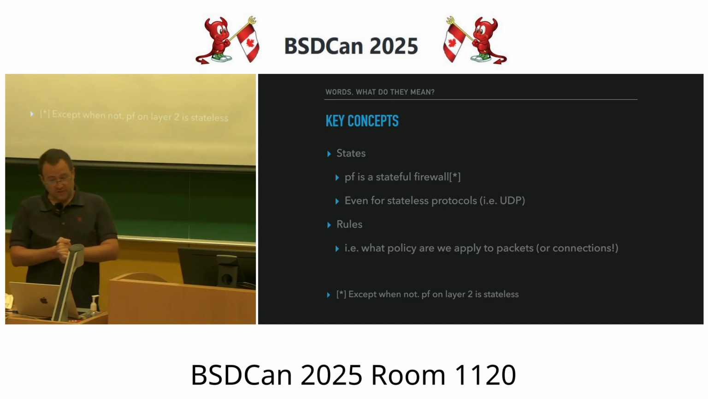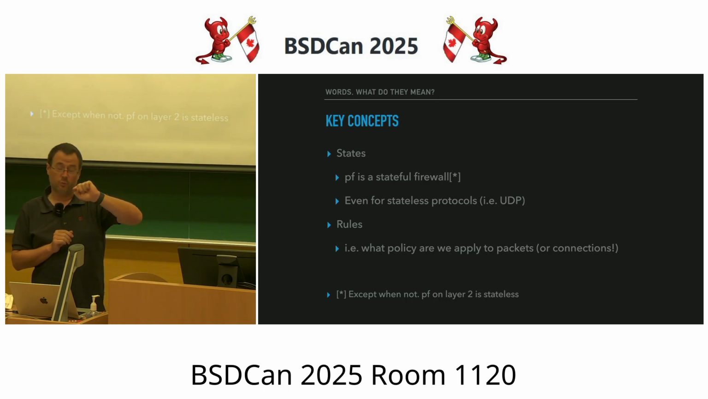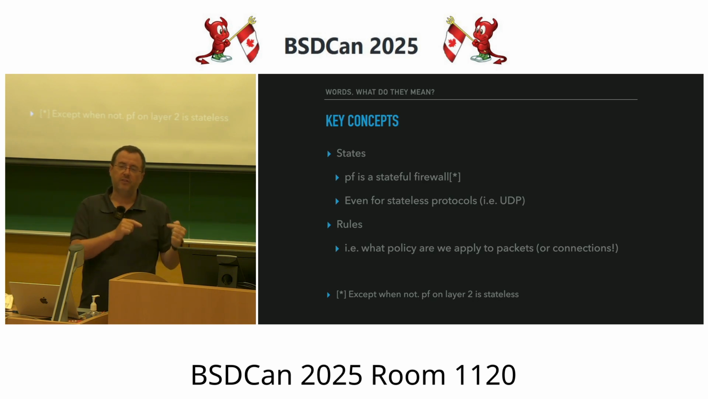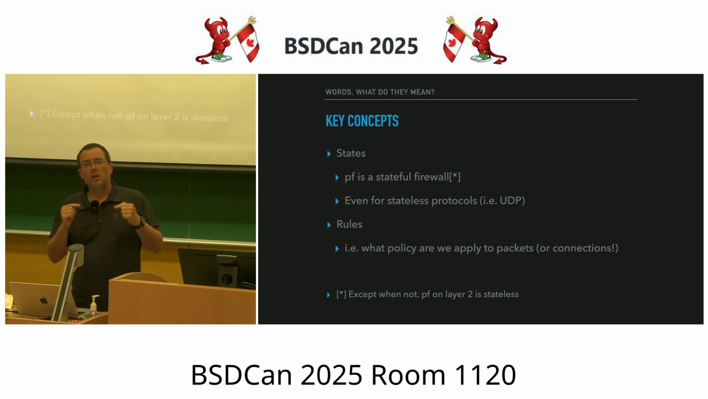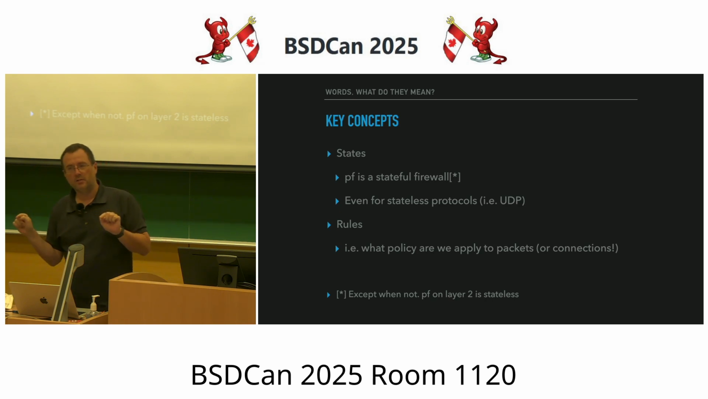So we've got states. We also have rules. The rules are what policy we are going to apply to the packet or connection. The important thing to remember here with PF is that we always look for a state before we process rules. So if a state has been created for a connection, it doesn't matter what you do to your rule set, that connection will stay alive. We'll come back to that, I'm sure.